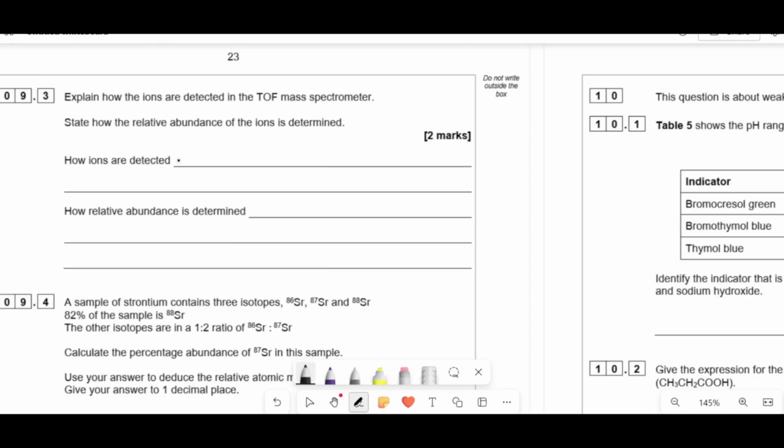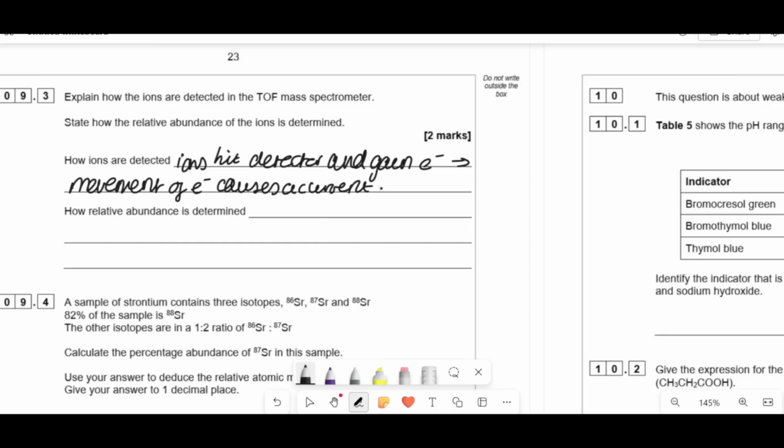So how are the ions detected? The ions hit the detector and gain electrons, and the movement of electrons causes a current, because a current, by definition, needs electrons moving, or a moving charge of some sort.